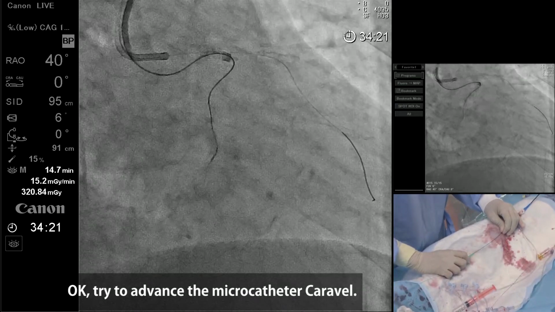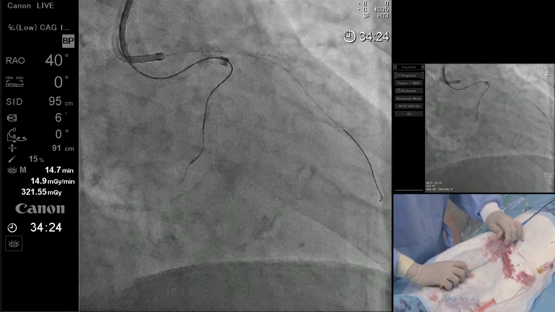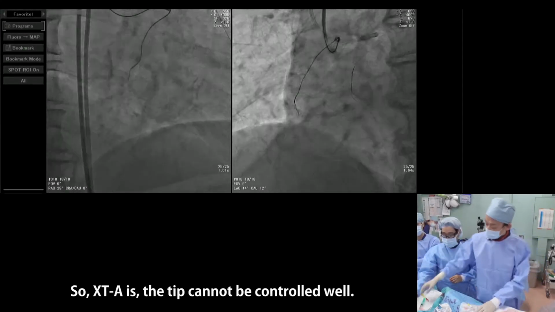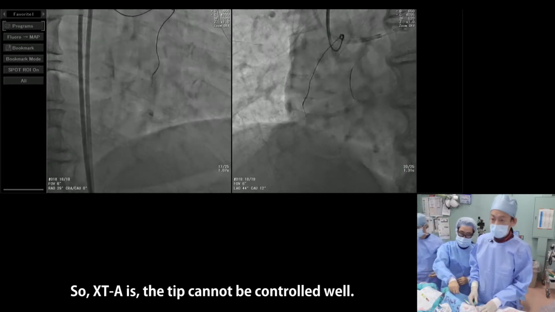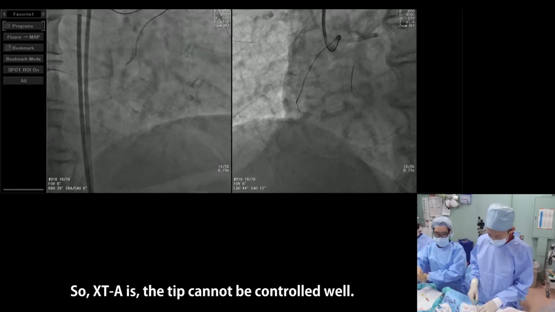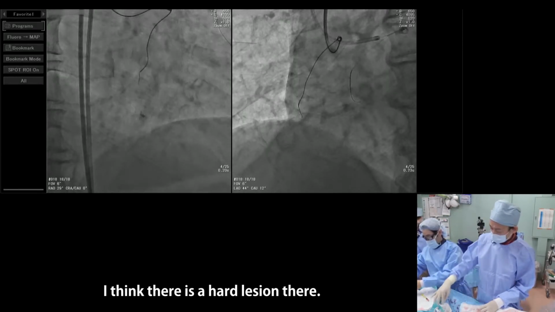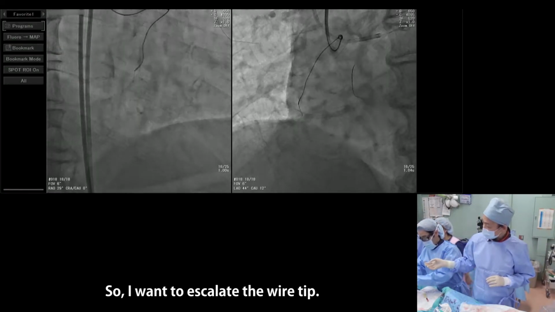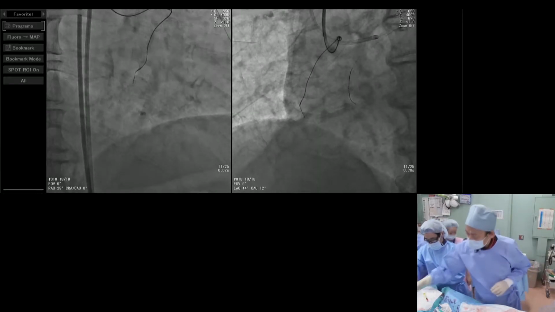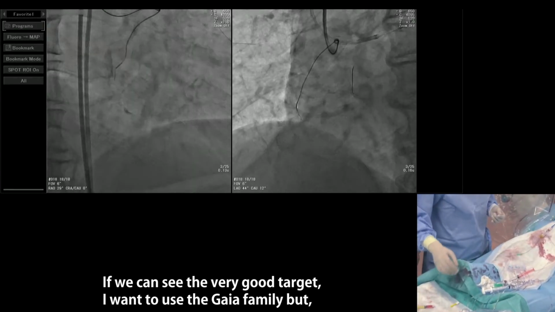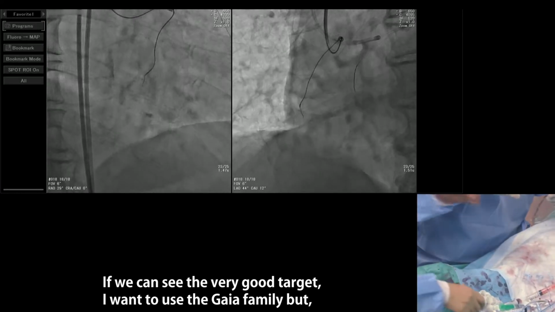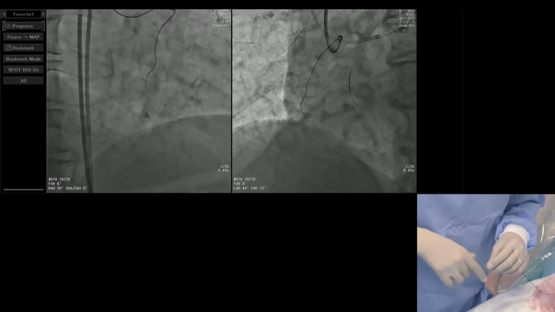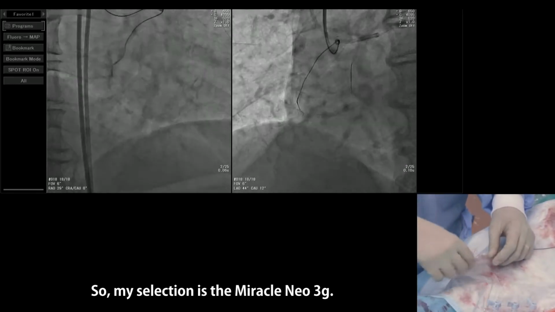Okay, try to advance the microcatheter. Then, Miracle Neo 3g. So the XTA tip cannot be controlled well. I think there is a hard region there, so I want to escalate the wire tip. If we can see a very good target, I want to use the Gaia family, but still we have a very long journey. So my selection is the Miracle Neo 3g.